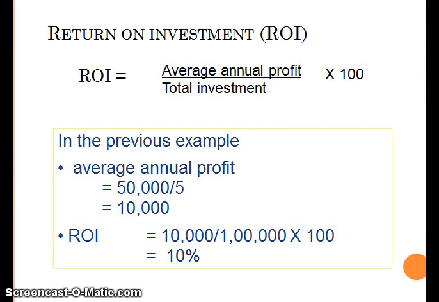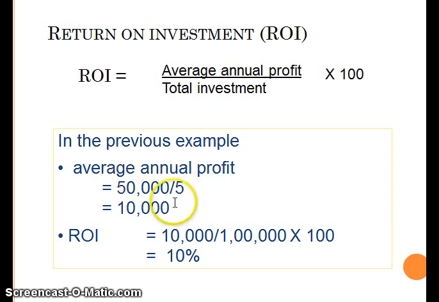The next category of analyzing project is return on investment. So it is given with a formula. Return on investment is equal to the average annual profit by total investment into 100. So in the previous example we saw the net profit is 50,000. So since it is average annual profit, the total lifespan of the project was 5 years.